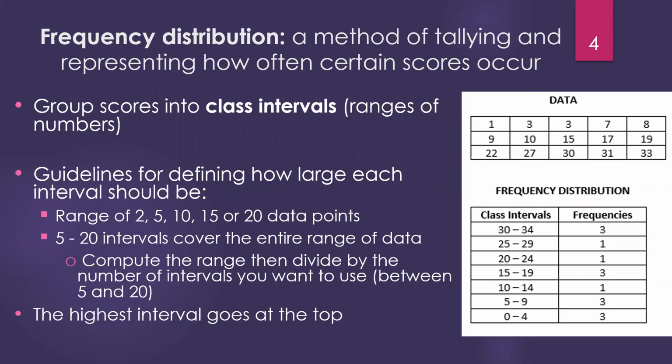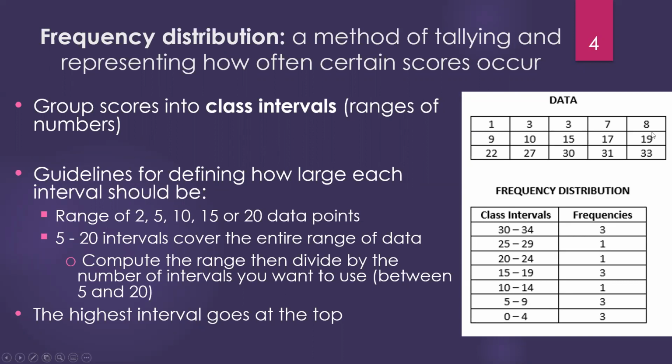One way to visualize data is to use what's called a frequency distribution. And this essentially is a tally or summing of how often certain scores occur in a data set. So it groups scores into what's called a class interval, which is essentially just a range of numbers.